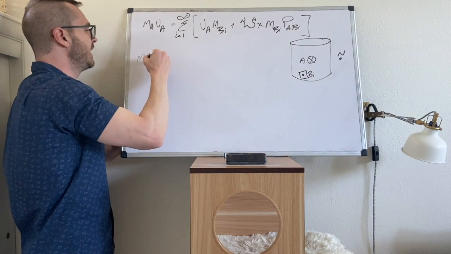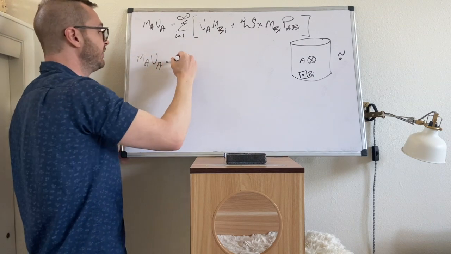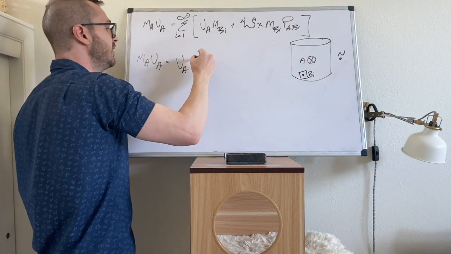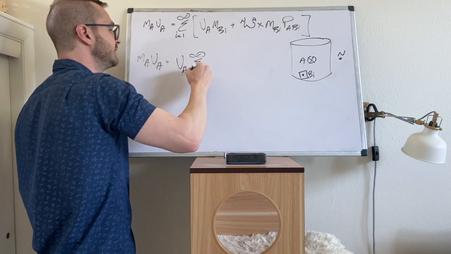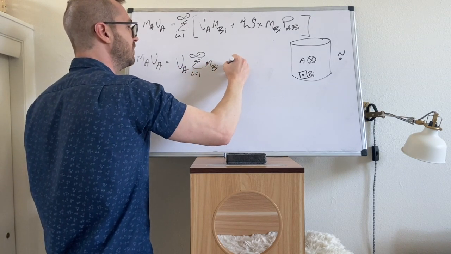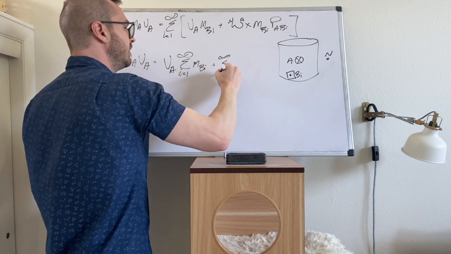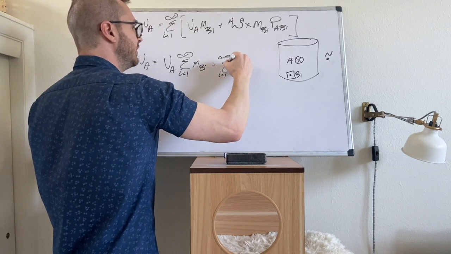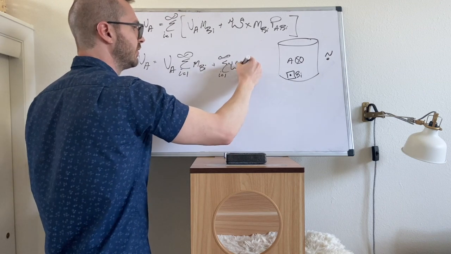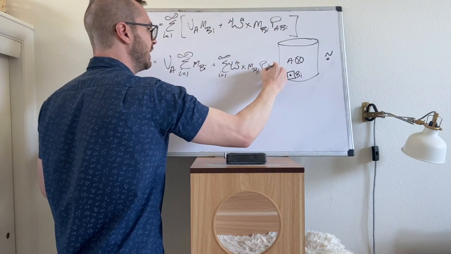We can say that MA VA is equal to, I'm going to pull the VA out of the summation. This is VA multiplied by the infinite summation of MBi plus, and then here's the second term. Infinite summation of omega NA cross MBi PABi.